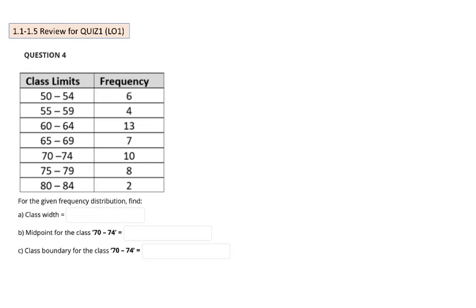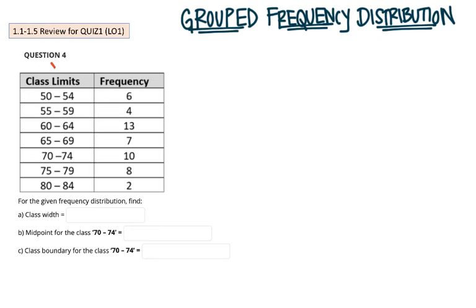Okay, this next question is an example of a grouped frequency distribution. Okay, here on the left where it talks about the class limits, that's our data. And on the right is the frequency. So for example, 6 people or 6 items fell into this data point, somewhere between 50 and 54. 4 people or 4 items fell into this class limit here, 55 to 59, and so on.